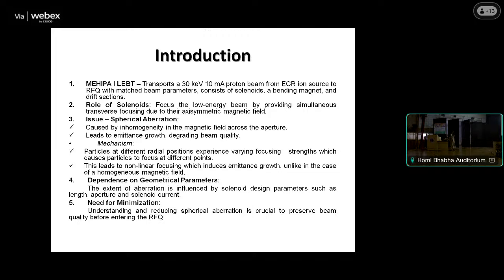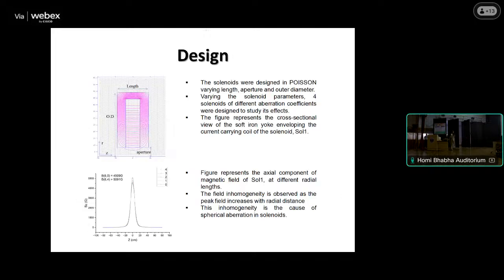As we know, this LEBT is very important for high intensity beam, so we need to minimize these effects. For this, understanding and reducing spherical aberration becomes very crucial. He has done the design in Poisson. He has done a design for the solenoid by varying its length, aperture, and outer diameter. He has studied 4 solenoids with different aberration coefficients.